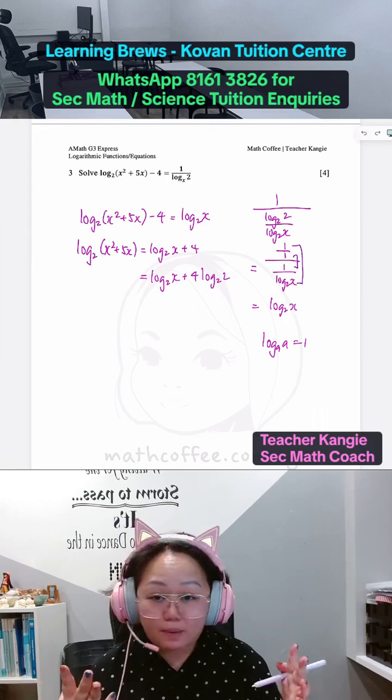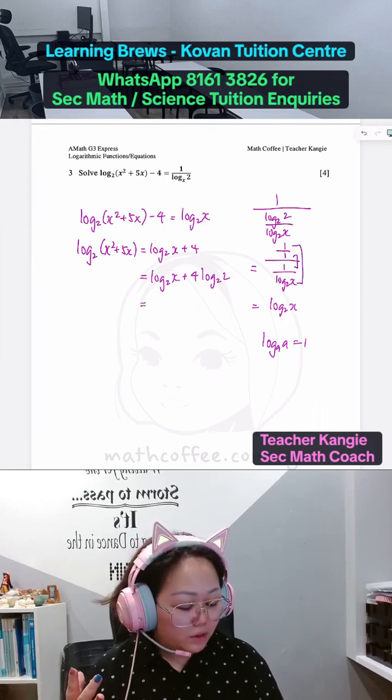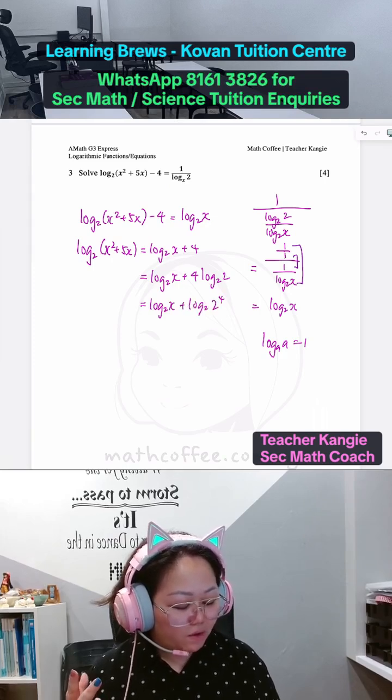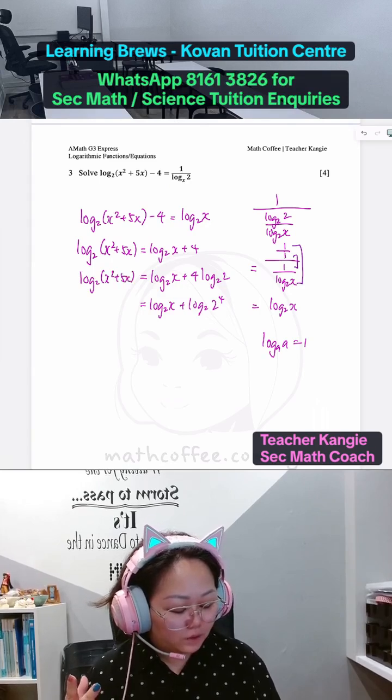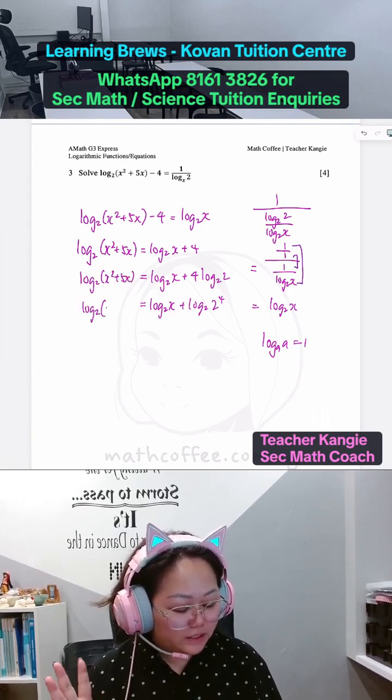And then after that, make use of the power law. I'm going to bring the power up. So it becomes log 2x plus log 2 to the power of 4. This one simply copy down, because it's already a single logarithm.